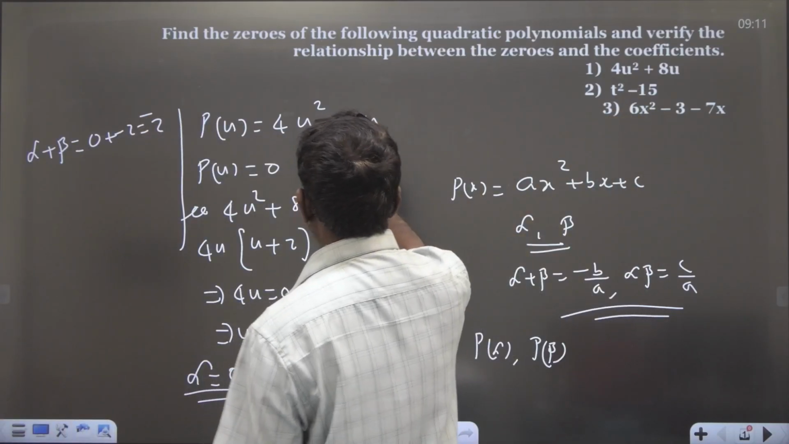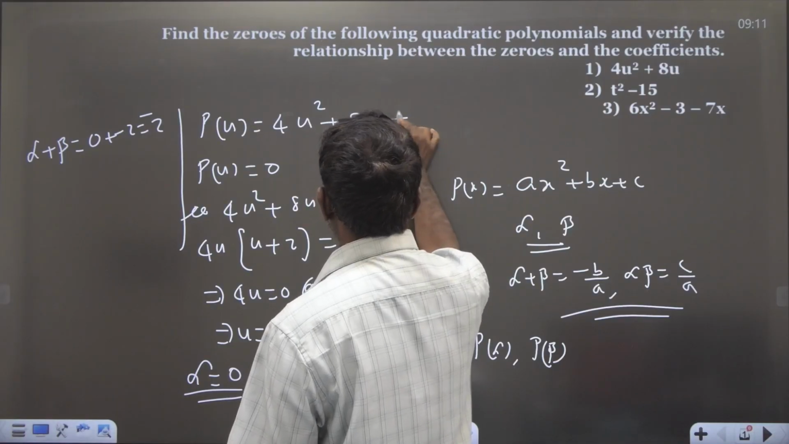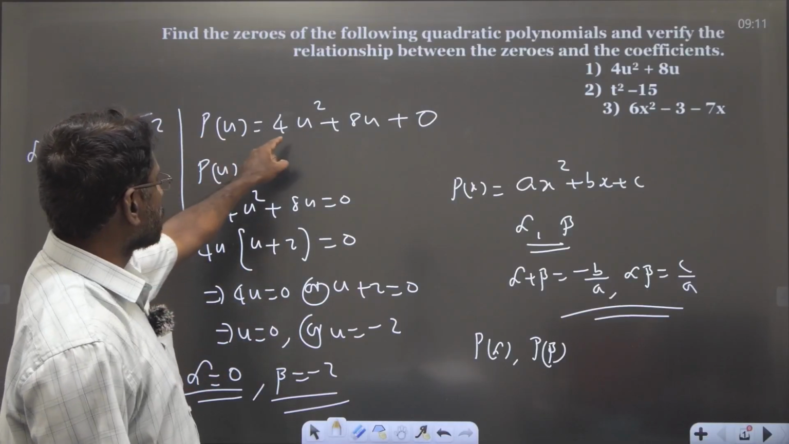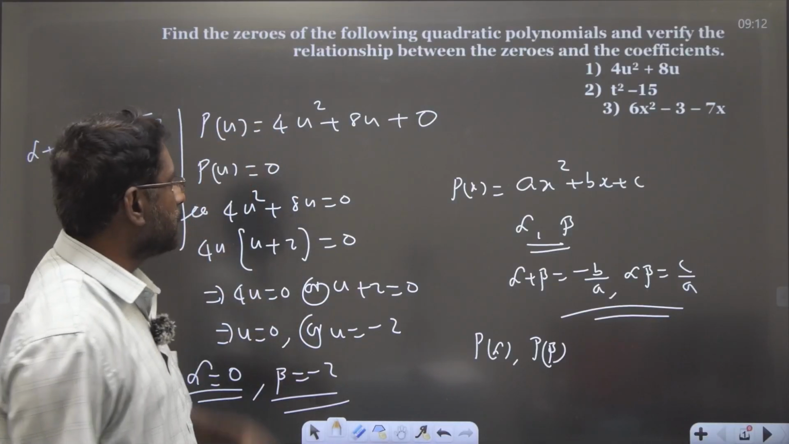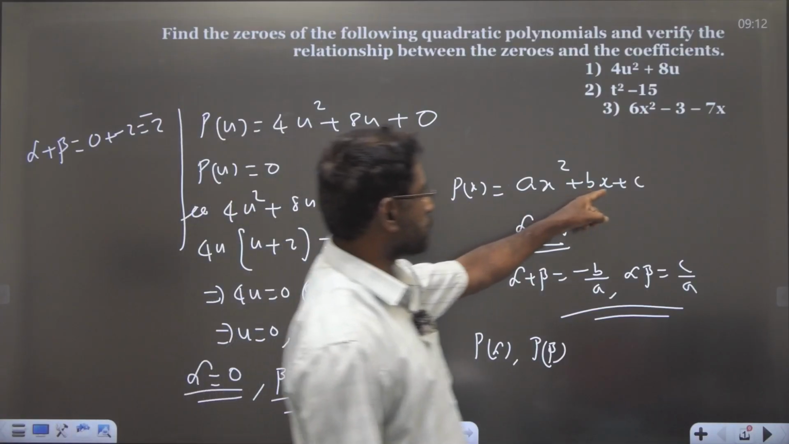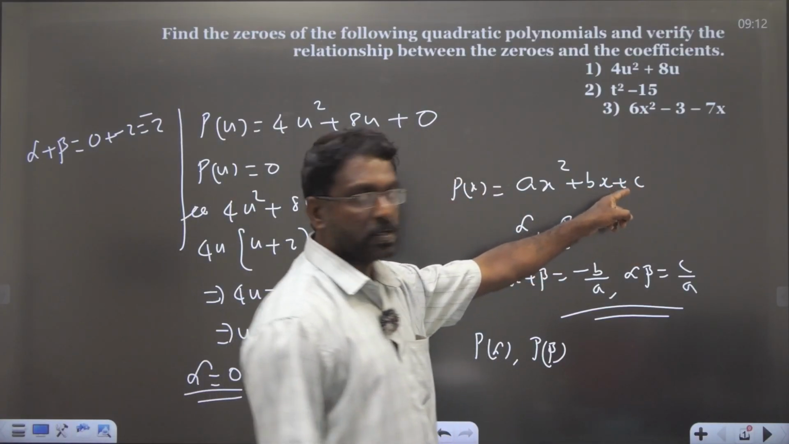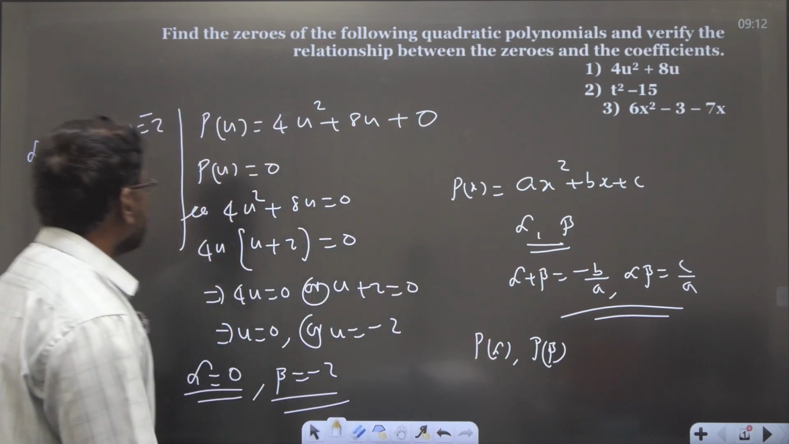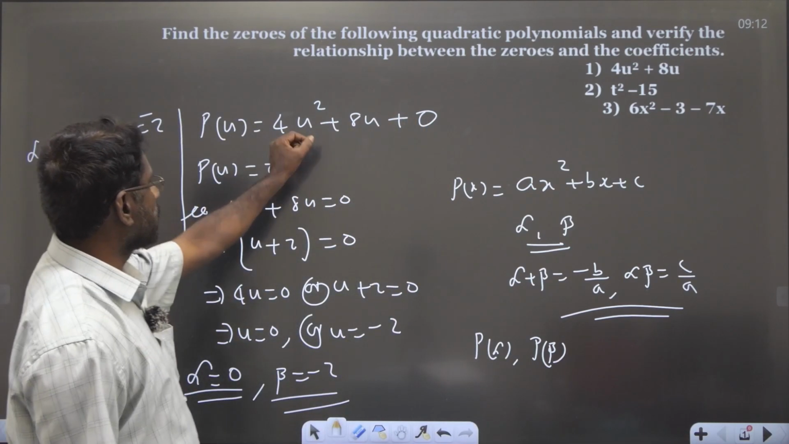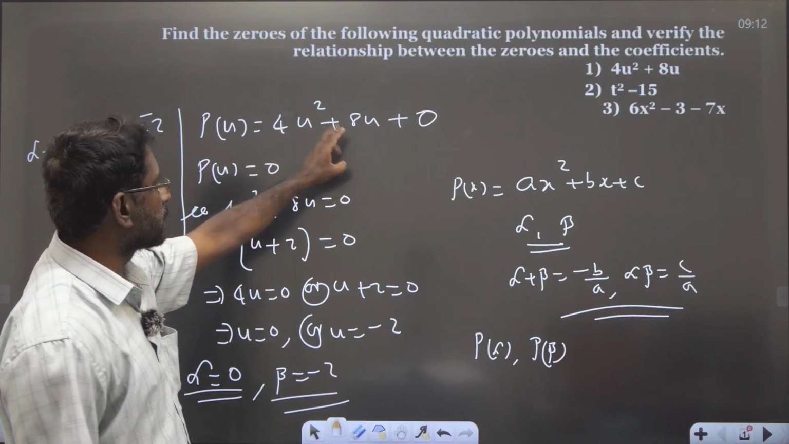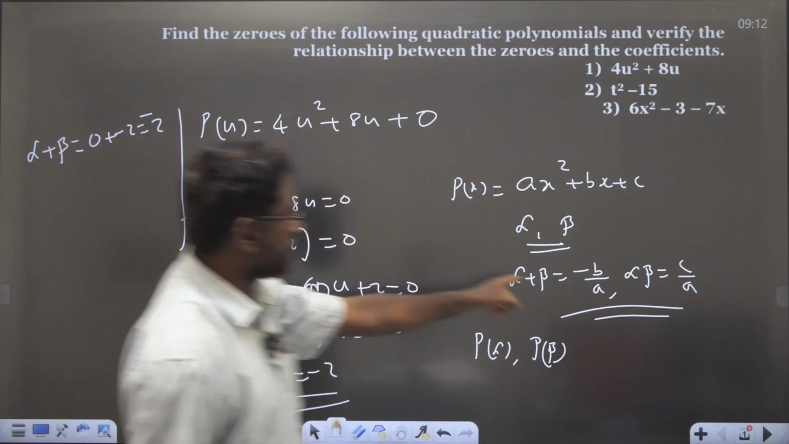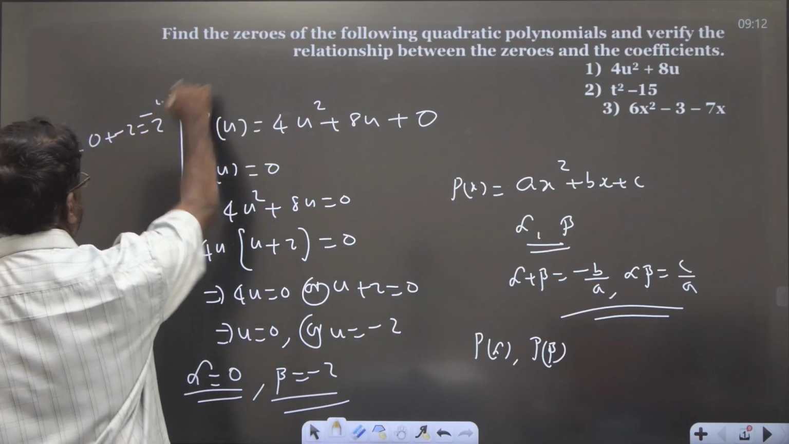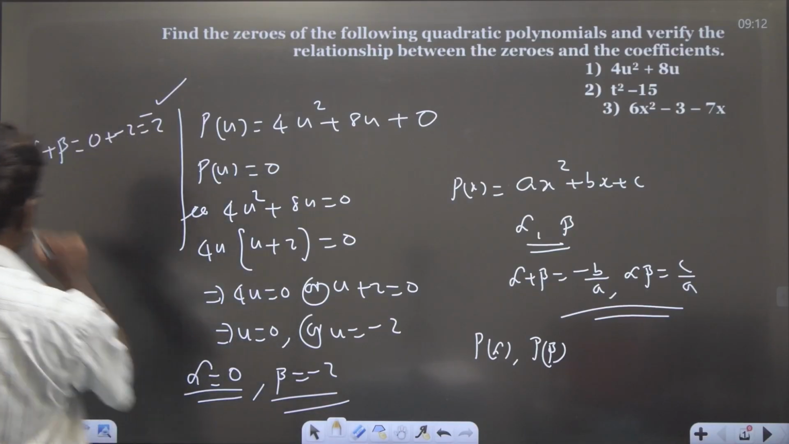Look here, we can also find it directly. Here P of u is equal to 4u square plus 8u, and the constant term is absent. We can put a 0 there, no problem. The standard form is ax square plus bx plus c, with a constant term also, but here it is 0. Alpha plus beta is equal to minus b by a. Directly from here, that is minus 8 by 4. What is minus 8 by 4? Minus 2.